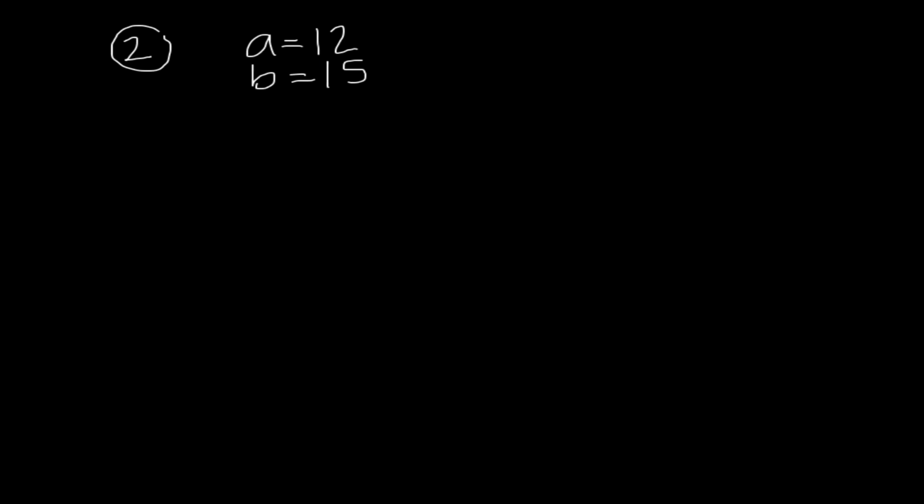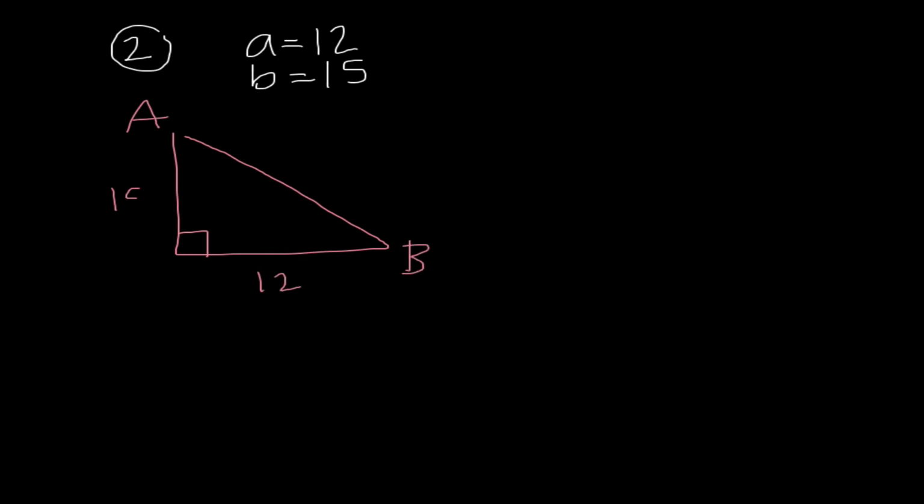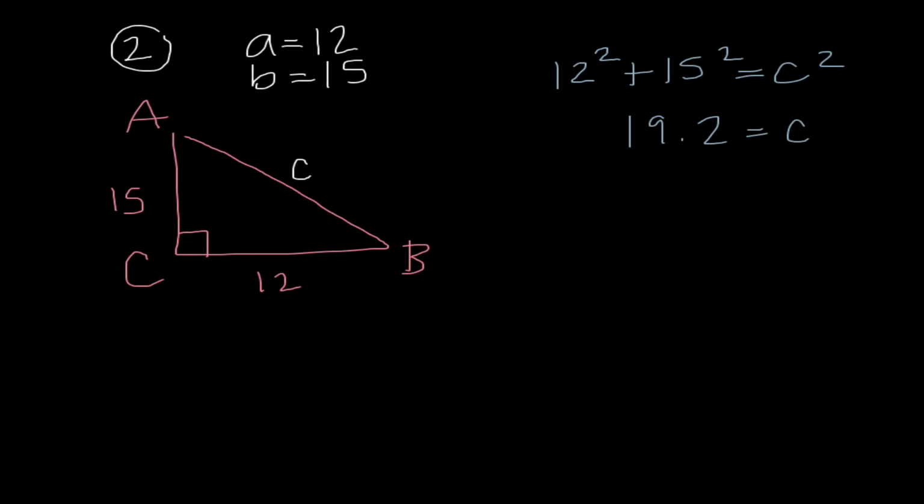On number 2, we are given 2 different sides. So I'm going to go ahead and label this A and this side B. So I'm going to say 12 and 15. That is angle C. The first thing that I'm going to do, I need to find what side C is. So I'm going to use Pythagorean theorem and say 12 squared plus 15 squared equals C squared. As I'm going through this, I end up getting that 19.2 is equal to C. So that is our first answer.